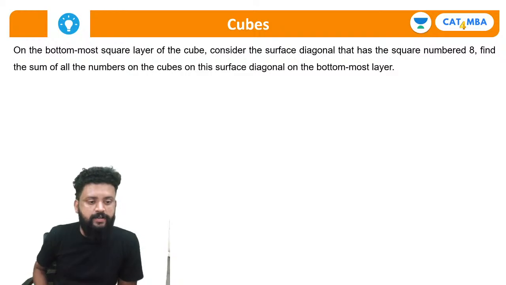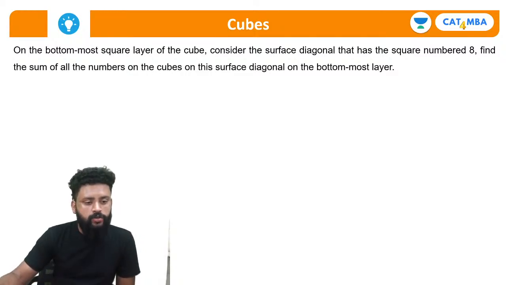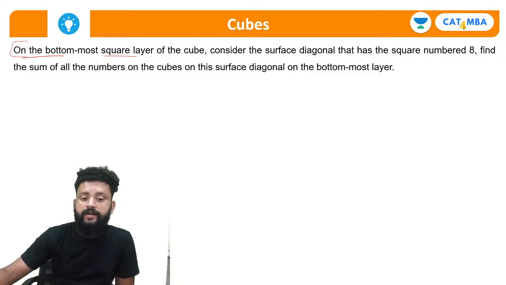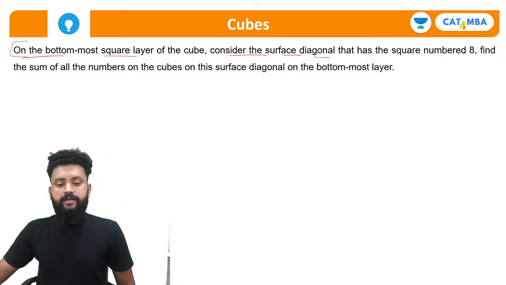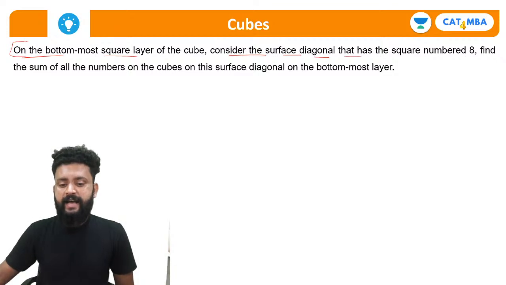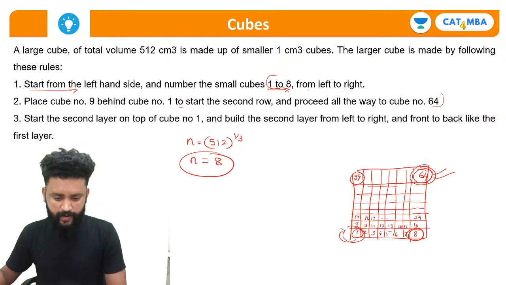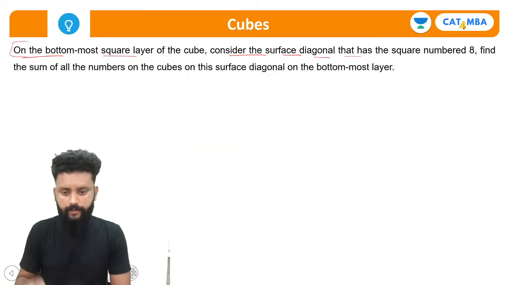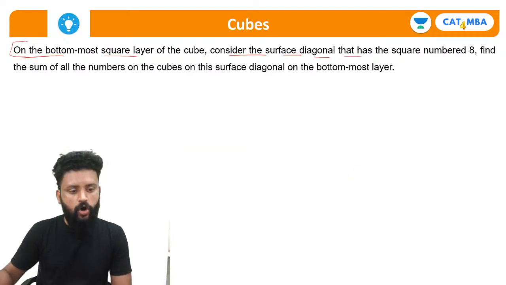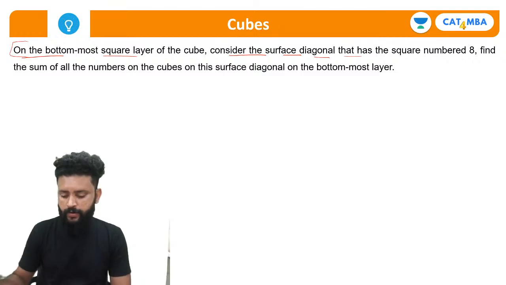Now we are given the first question. On the bottommost square layer of cubes, the bottommost layer that I just drew, consider the surface diagonal that has the square number 8. So if you look, this has the square number 8. Find the sum of all the numbers on the cubes on the surface diagonal in the bottommost layer.